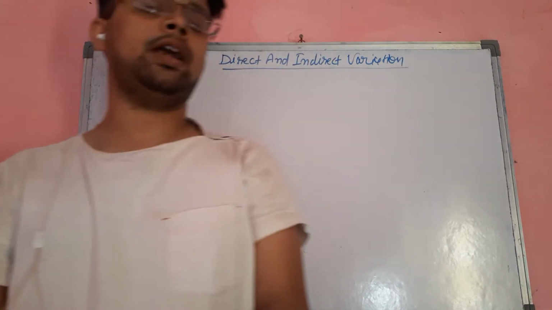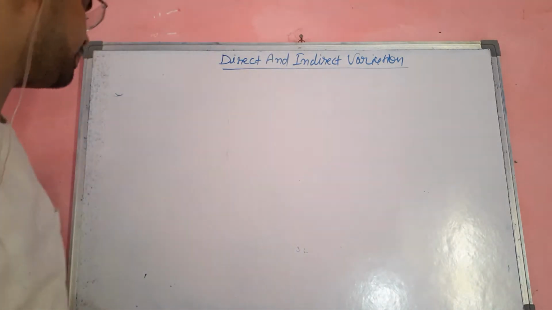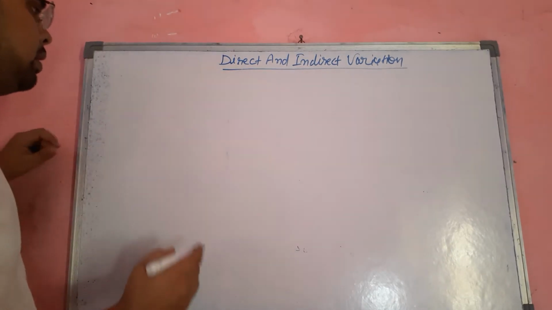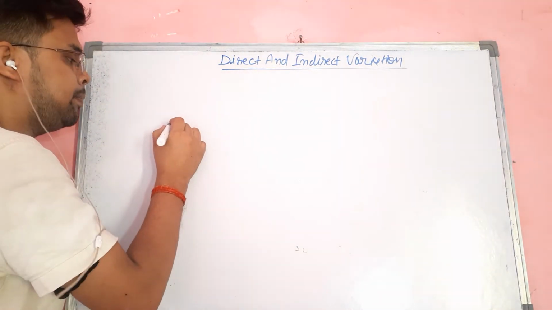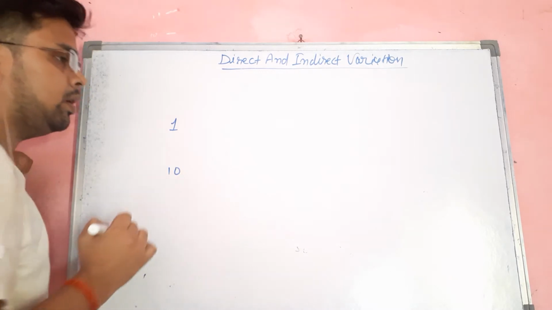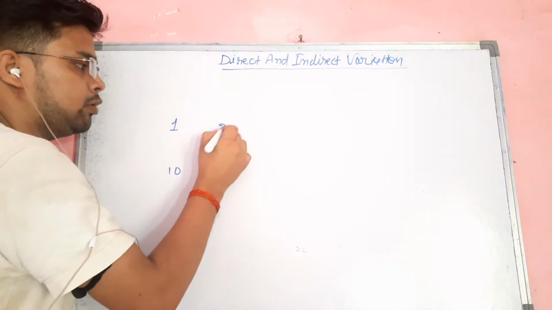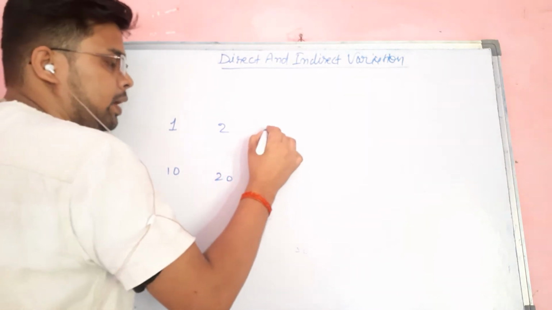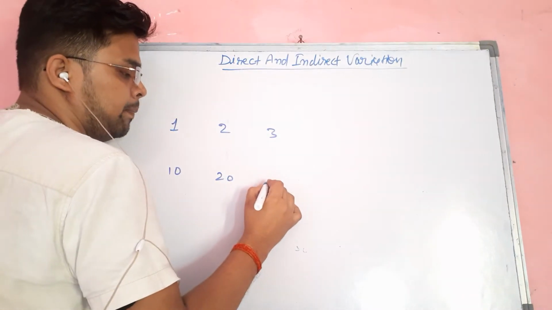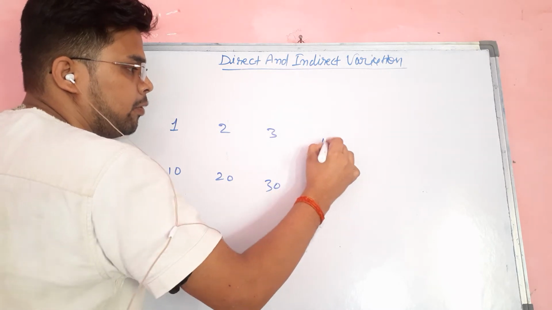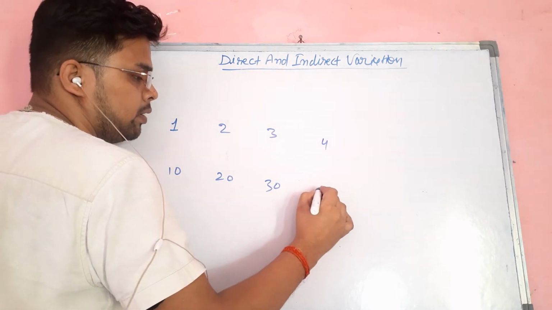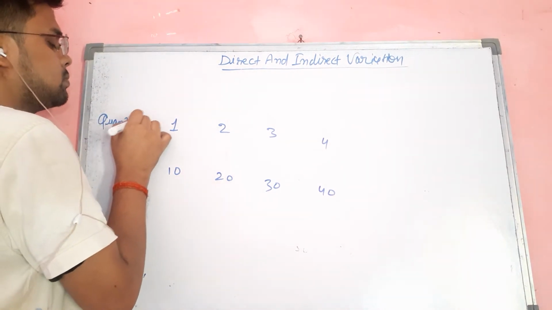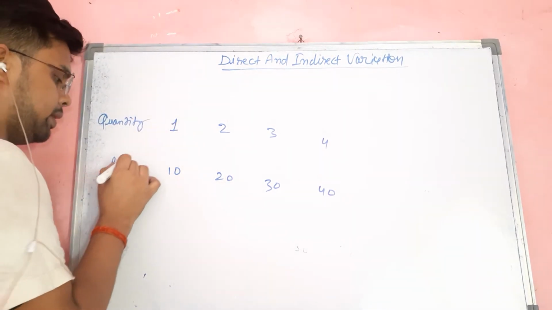Before telling you about direct variation, I am taking an example, children. Let's suppose you went to the market and you bought a pen, and the price of one pen was 10 rupees. Let's suppose you want to buy 2 pens. So for that, how much do you have to pay? 20 rupees. If you want to buy 3 pens, then how much will you pay? 30 rupees. If you want to buy 4 pens, then how much will you pay? 40 rupees. This is the quantity of pen, and this is the price.